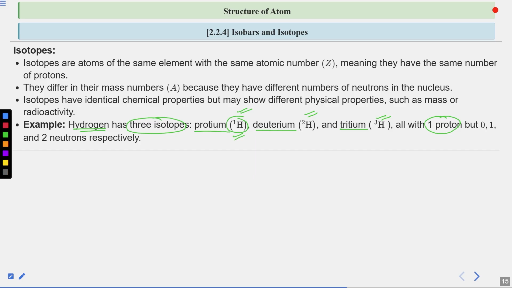So 0 neutrons are present in hydrogen's isotope protium. This is the only example in the whole periodic table which has no neutron. Okay, protium is the only example. Then in deuterium, we have 1 neutron, and in tritium, we have 2 neutrons respectively. We can have more examples, like chlorine. If it's your choice, you can go and look for chlorine also. It also has more than one isotope. So is isotope clear to all of you? Then we will move to the isobars.